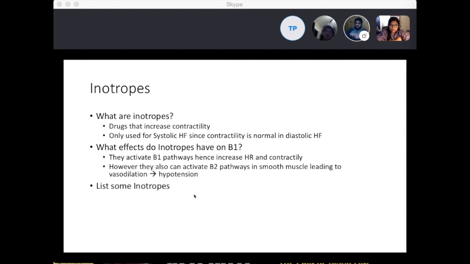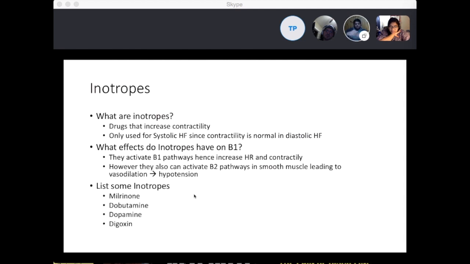Can you list some inotropes? Digoxin. Digoxin is one. Catecholamines? Like epinephrine? Yeah, epinephrine is another inotrope.